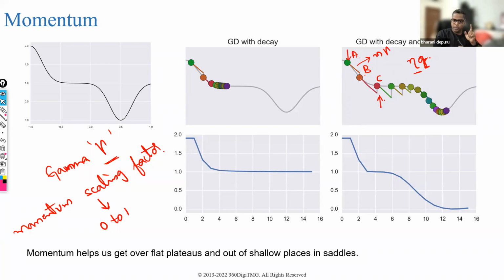Now, at the same point B, we add the gradient with the previous step momentum, the previous step momentum times gamma. You add these two, and they are added at this stage, and that will move you to C.